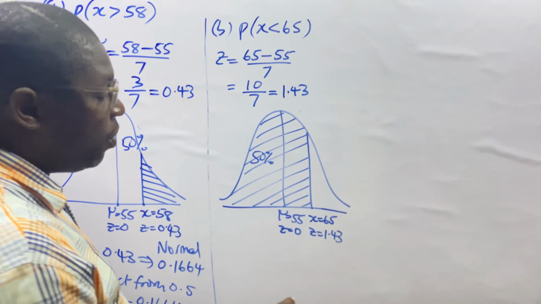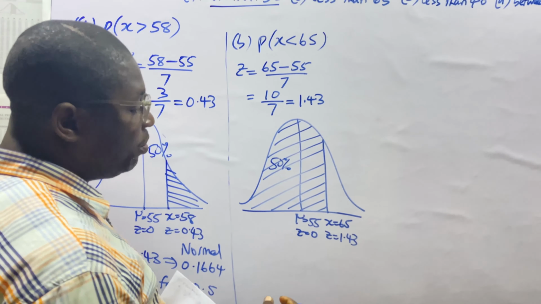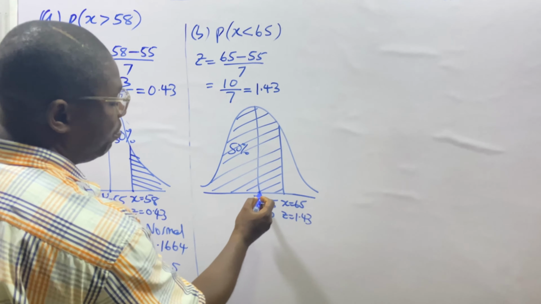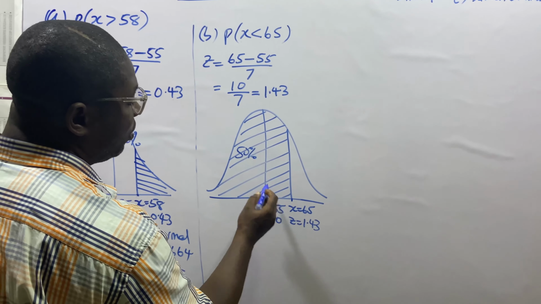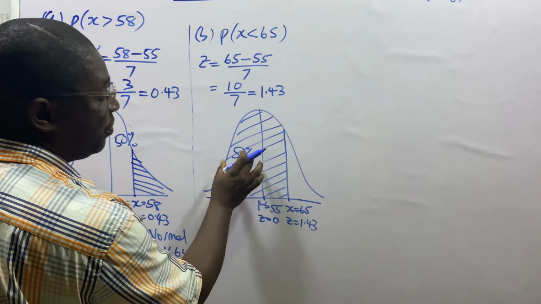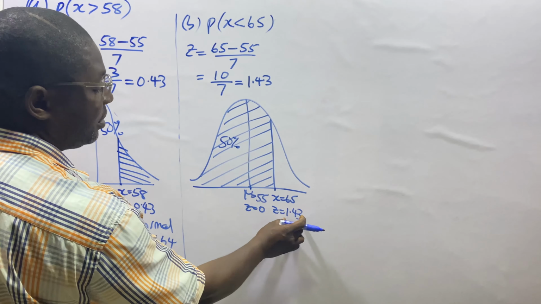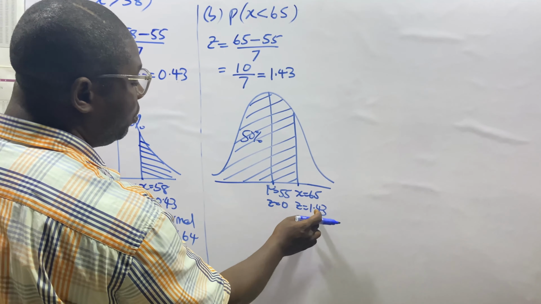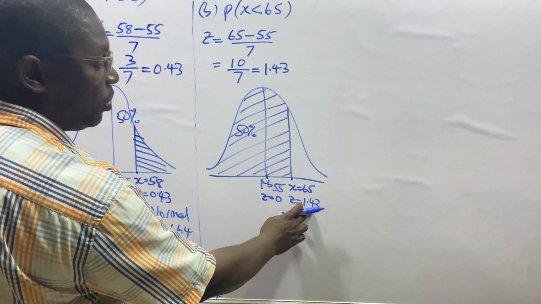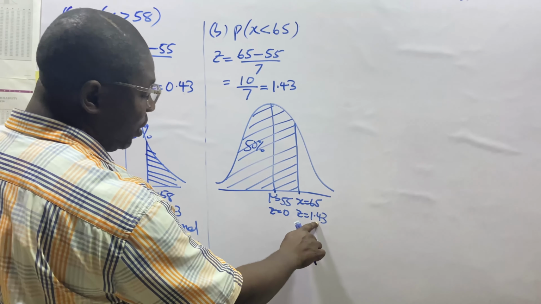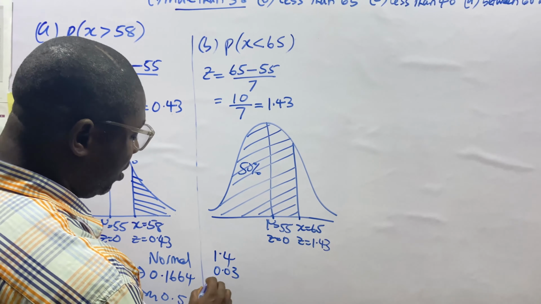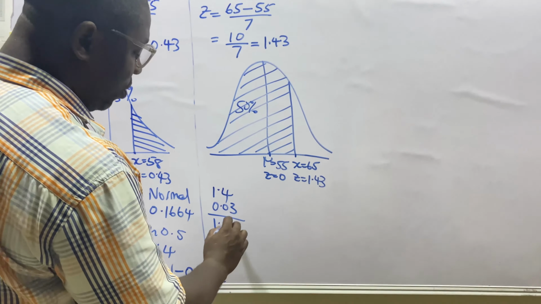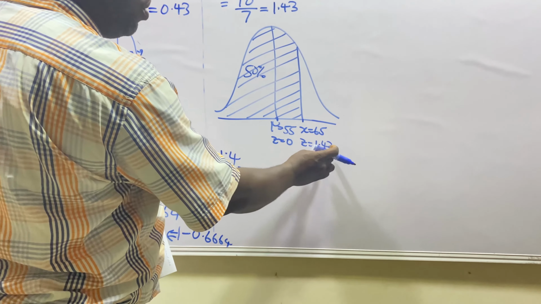But then what we want to look for from our 50% table is the value from this midpoint to this data point. And whatever value we get, we add 0.5, which is 50%. So let's go to our normal distribution table and locate what this value will be. We're going to look for 1.4 under 0.03, which gives us 1.43.